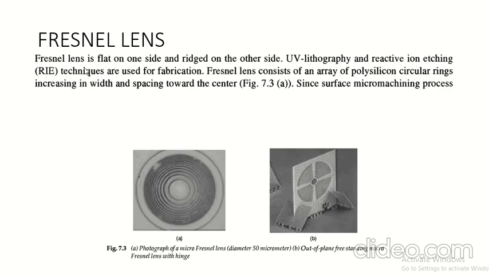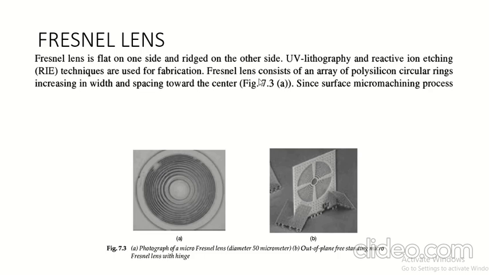So Fresnel lens is flat on one side and ridged on the other side. UV lithography and reactive ion etching techniques are used for fabrication. Already in previous lectures we have studied what is UV lithography and reactive ion etching process, which we generally use in case of microfabrication. So you all are aware of this information. The same technologies are applied.